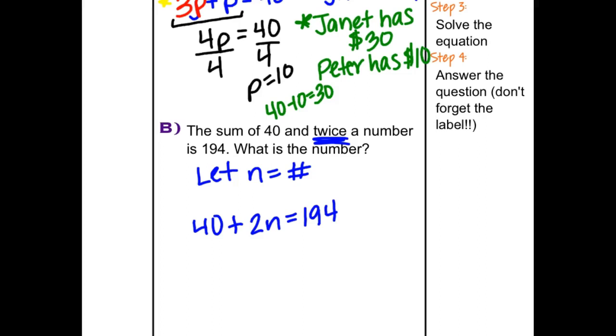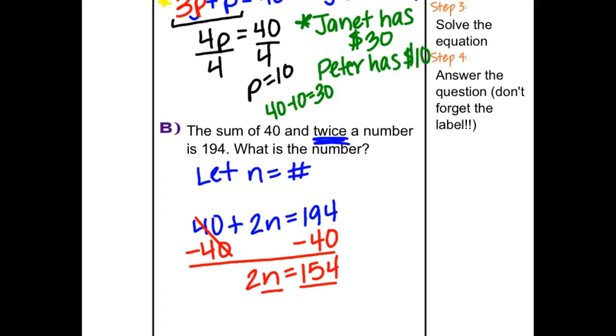So how about we solve this? Now we're going to take 40 and subtract it, because we know that 40 is positive on the left, so we subtract it on the right. Then we're left with 2n equals 154. Divide by 2 on each side, and we're left with n equals 77. So what you should technically do here in answering the question is say the number is 77.